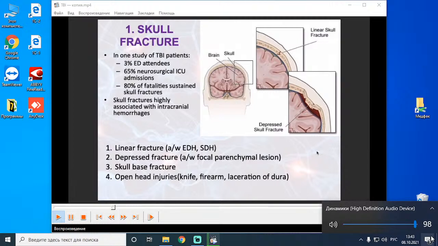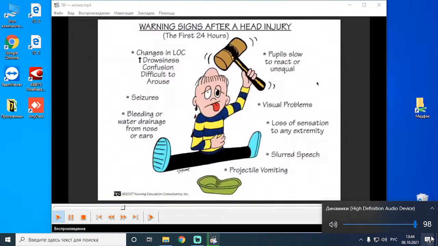Warning signs after a head injury in the first 24 hours: changes in LOC, increased drowsiness, confusion, difficult to arouse, seizures, bleeding or water drainage from nose or ears, pupils slow to react or unequal. Here you can see pupils unequal. Visual problems, loss of sensation to any extremity, slurred speech, projectile vomiting.